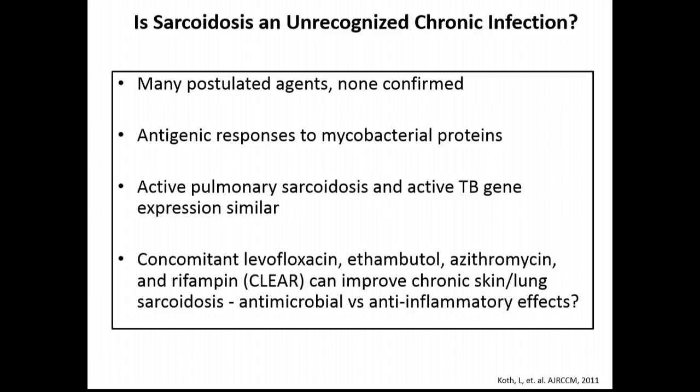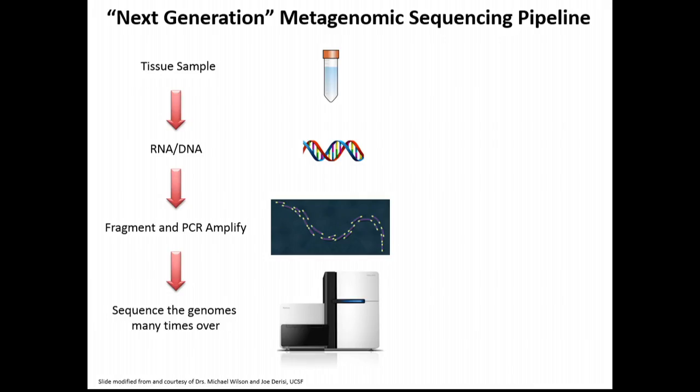And there's one study that's been coming out of a group at Vanderbilt based on the idea that maybe there is just some infectious agent that we haven't identified, where they treat with this regimen of antibiotics. And they've shown in open label studies that chronic lung and skin sarcoidosis get better, but it's not clear, at least to me, whether that's antimicrobial versus anti-inflammatory effects. So it's still an active area of investigation in sarcoidosis.